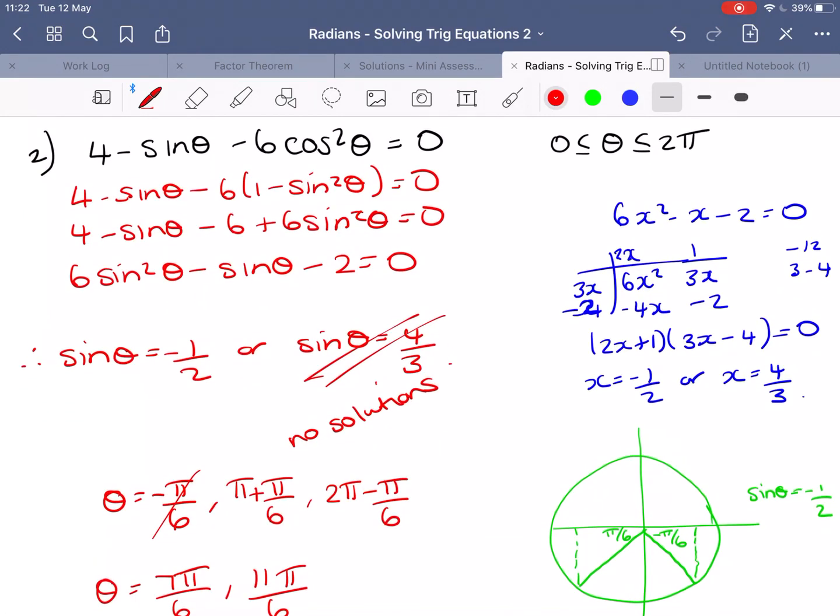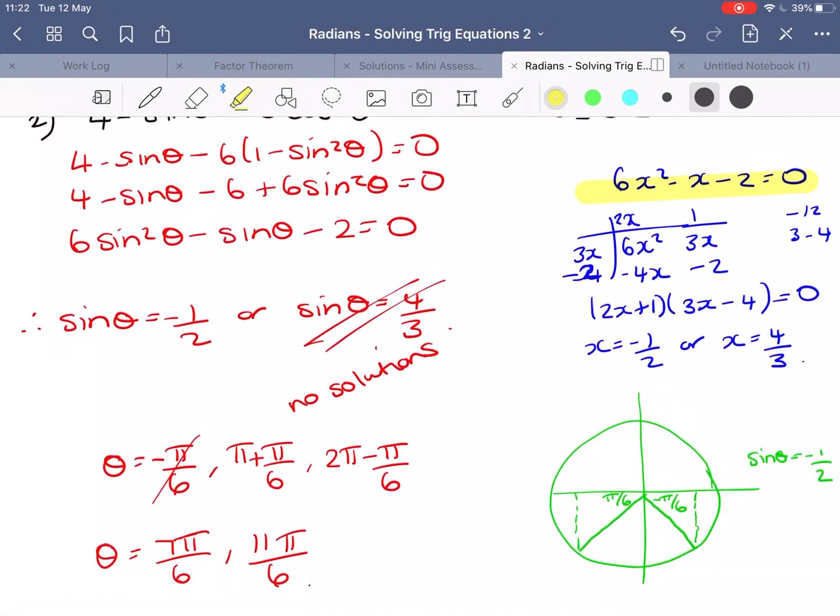This time cos squared equals 1 minus sine squared, which leads us to the equation 6x squared minus x minus 2 equals 0. Two solutions. We've got sine theta equals minus a half, or sine theta equals 4/3. Well, 4/3 is bigger than 1, so again that has no solutions. So if we look at sine theta equals minus a half, we get minus pi by 6, so that's down below the x-axis on the unit circle down here.